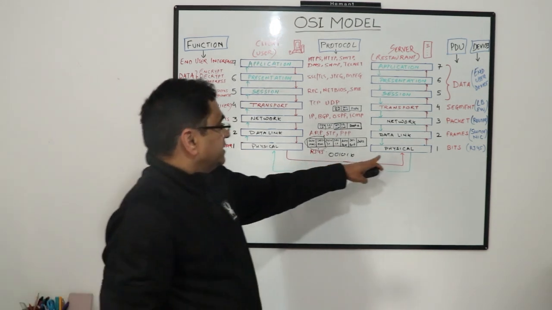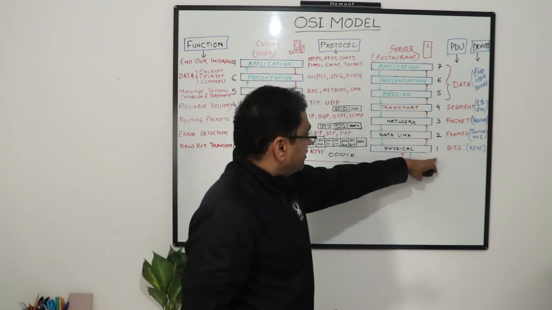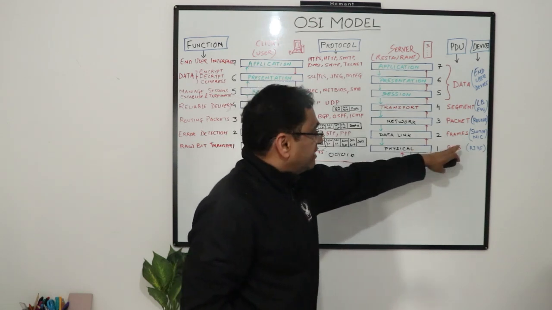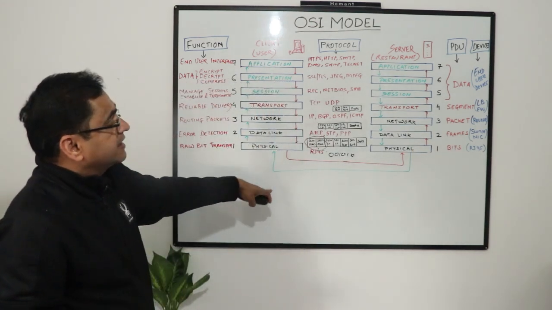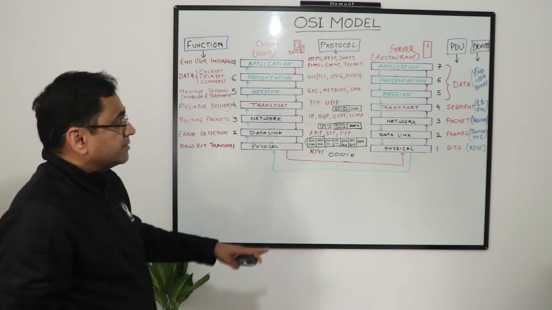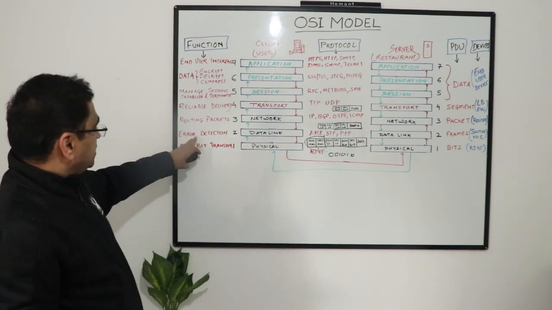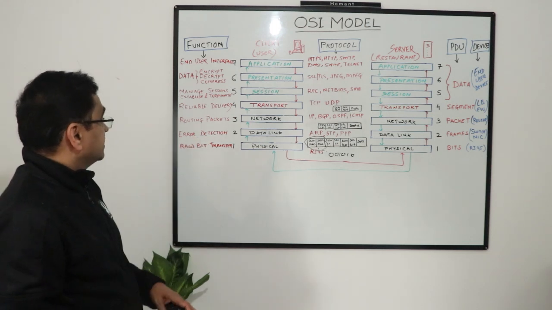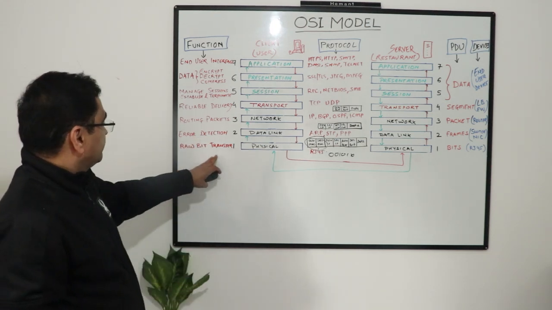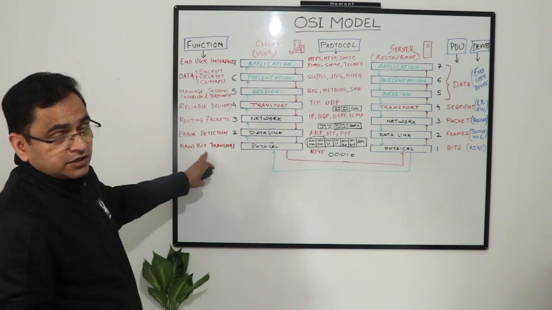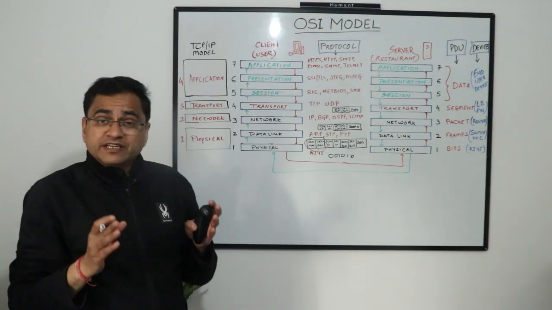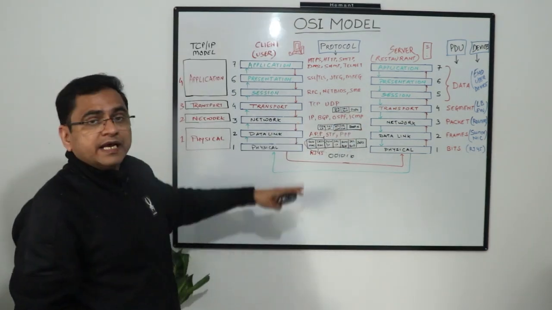The PDU for data link is frames, and for physical it's bits. The devices used in the data link are the switches and the NIC card, while at the physical layer we use the RJ45 connectors and cables. As mentioned earlier, the function of data link is error detection, while the function of the physical layer is raw bit transfer. So that is the reverse journey from server to client.